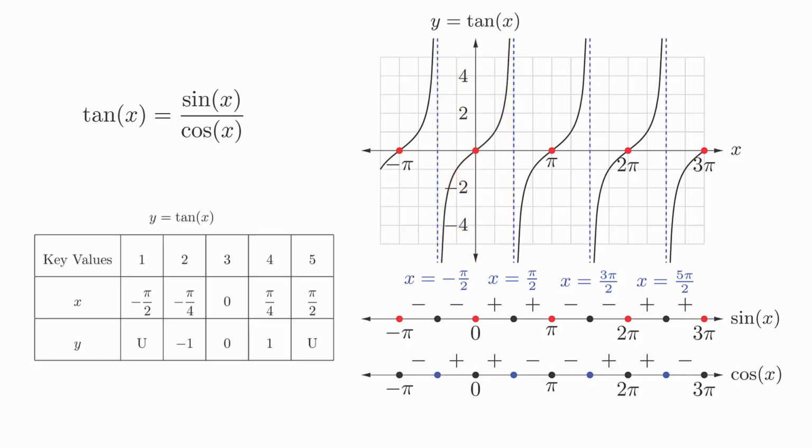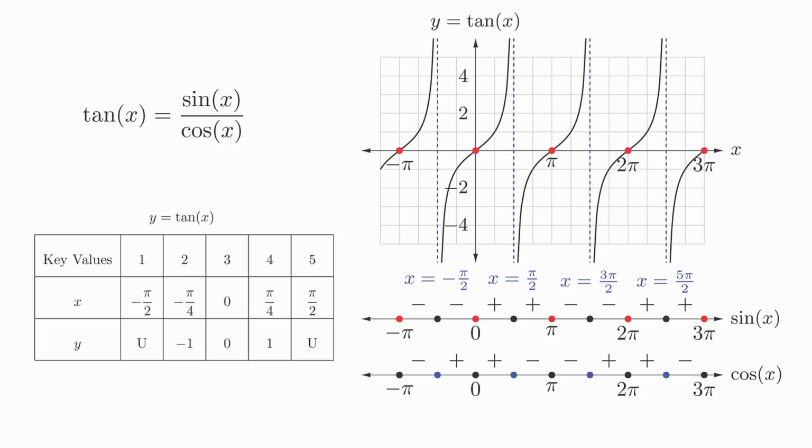Here's the chart of key values for the tangent function. Notice that the values at plus or minus pi over 2 are undefined. This is just a reminder that you have asymptotes there. Once we have the key values, we can graph the transformed versions of the tangent functions using the same techniques as we used for the sine and cosine functions.